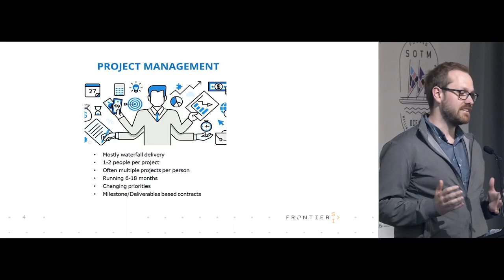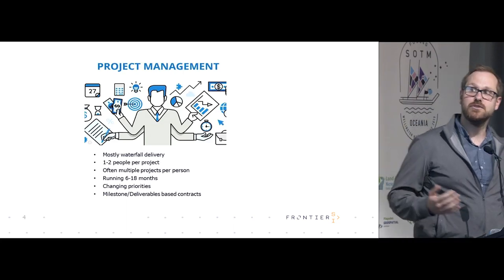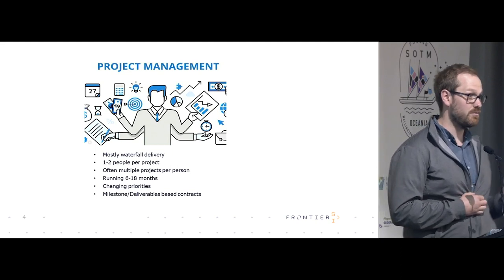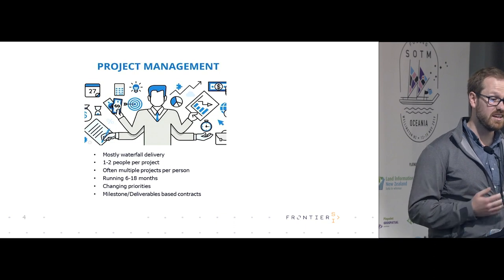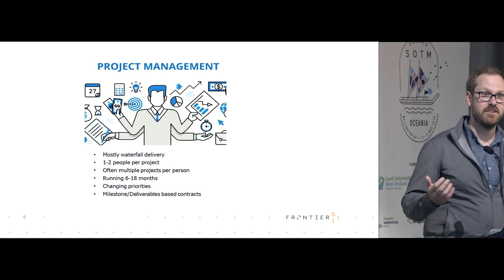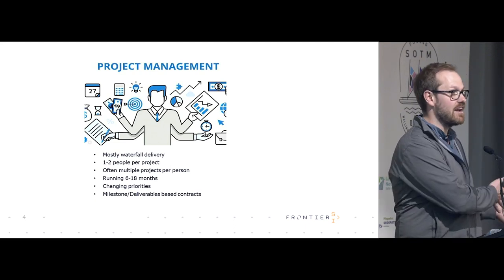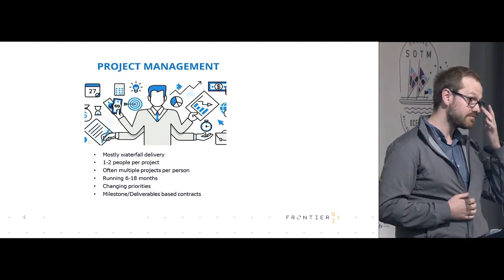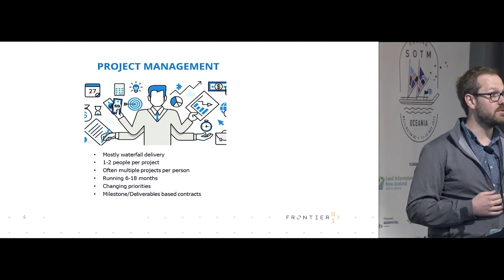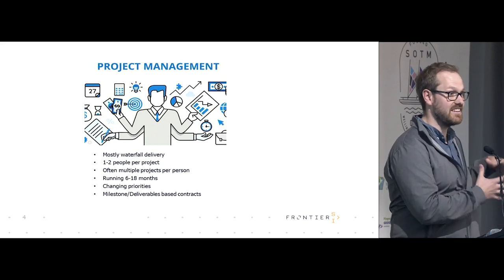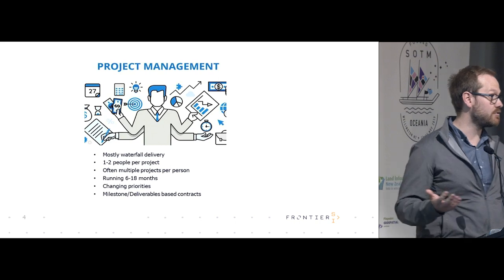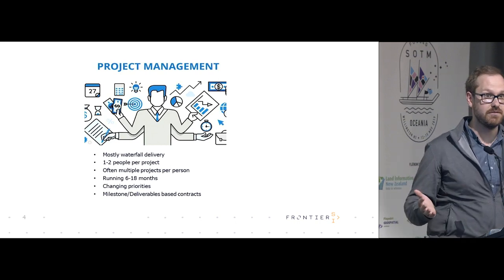Our project management, basically the way that they were doing it, was mostly waterfall delivery. So it had about 1 to 2 people per project, often multiple projects per person, running about 6 to 18 months per project. And there's a lot of changing priorities for these projects. Depending on how important something was, things were moving around a bit, as well as milestone and delivery-based contracts. This was mostly because we'd moved from having government funding guaranteed to now having to have partner-based projects. So we were looking to lock in resources and have enough of that sustainability for our business.